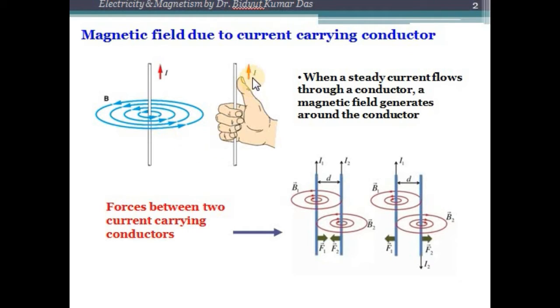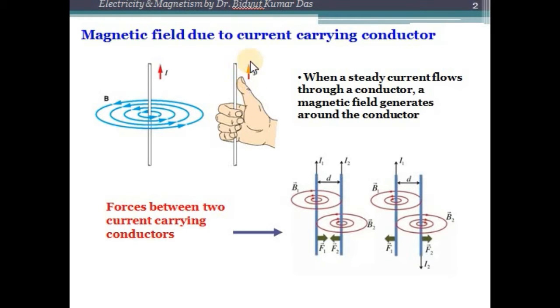So, consider this conductor and this is the direction of the current. What you have to do is point your thumb along the direction of the current and curl the other four fingers around in such a way that the direction of these fingers gives you the direction of the magnetic field produced by this current carrying conductor.